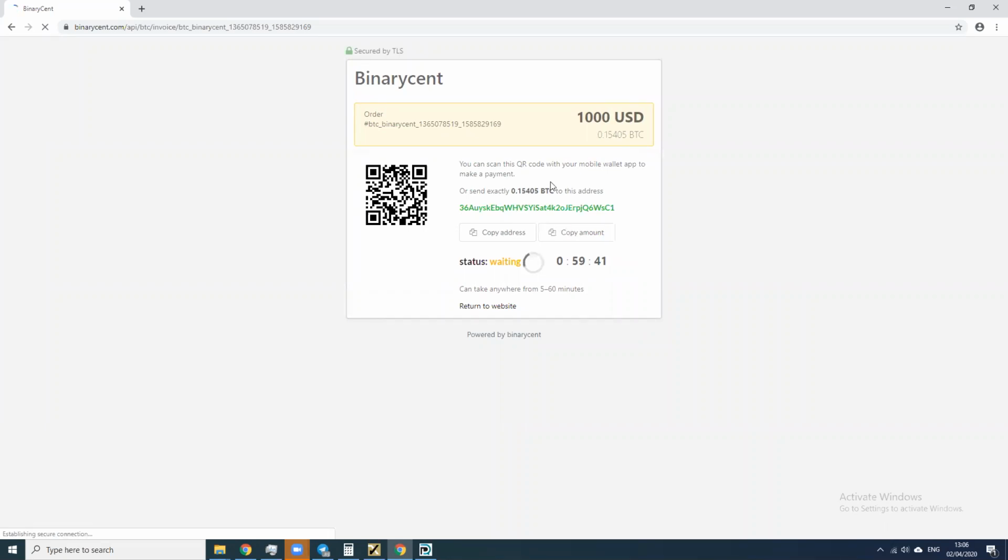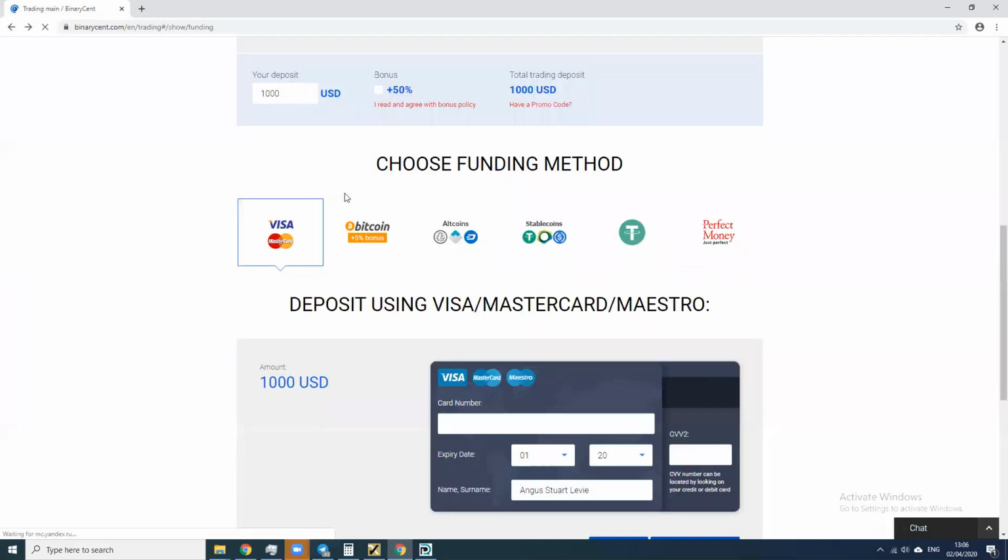Now just be careful. They tend to charge a bit extra. So 1,540 is not $1,000. It's about 1,050. So they're charging a little bit of an extra spread, Binary Cent. So be aware of that. But what they do in return, they give you an extra 5% bonus.